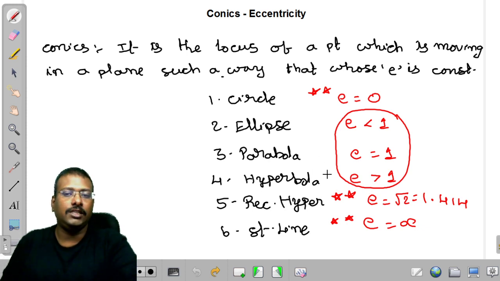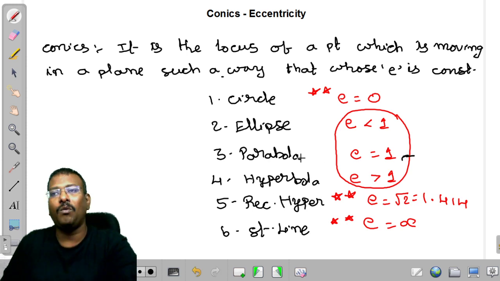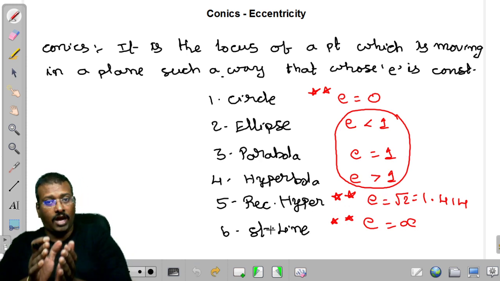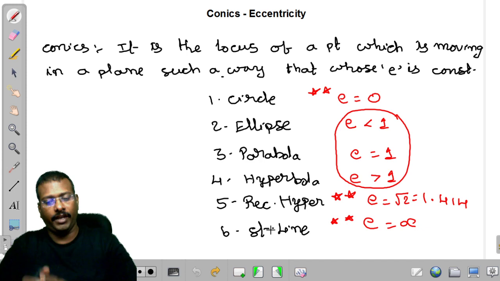These two things we will consider in my next session, next video. When E is equal to 1, why it is called parabola. When E is greater than 1, why it is called hyperbola. These two also I will explain in my next video.